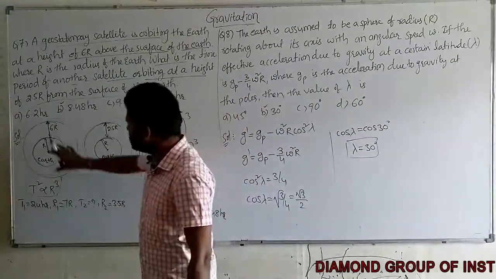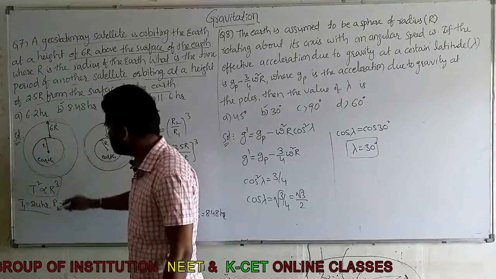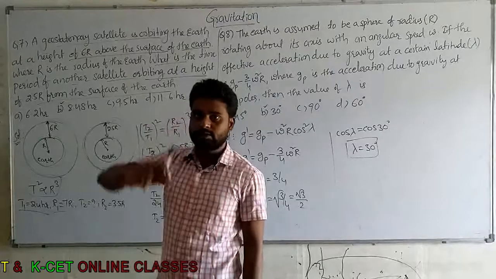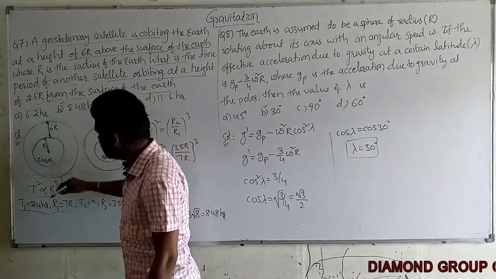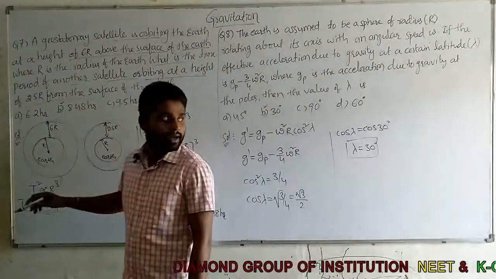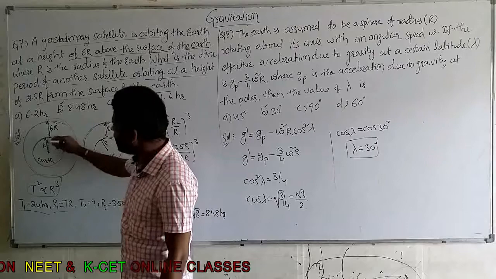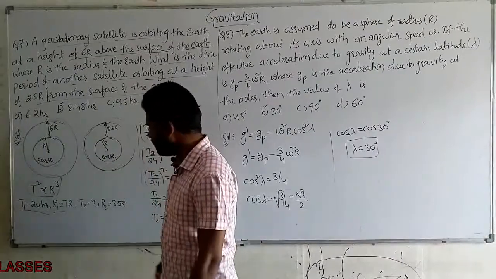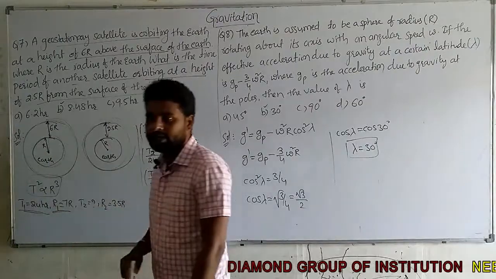So now first consider the geostationary satellite. Its time period T1 equals 24 hours, and the radius means from the center to the satellite. So from the center to here is r. The radius of the earth is r and the satellite is at a height of 6r from the surface. So in total from here to here it is r plus 6r, 7r. R1 equals 7r, and for the geostationary satellite the time period equals 24 hours.